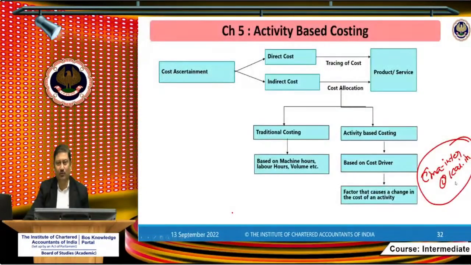Contract costing, work certified, uncertified, you can practice from the study material.